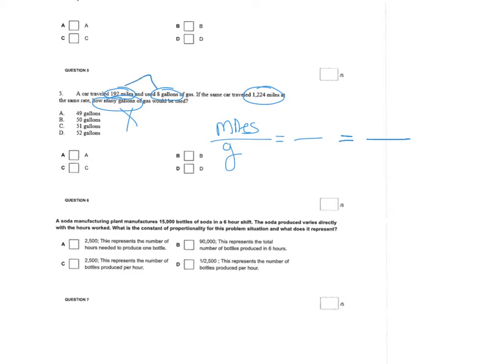So in the first sentence, 192 and 8 go together. I'm going to put 192 on top because that's how I labeled it on this side, is miles. 8 goes on the bottom because that's my gallons. Then on the other side, I've got to put the 1,224 because that's talking about miles. So I'm keeping miles on top all the way across. How many gallons? That's what I don't know. So that's where my X is going to go.